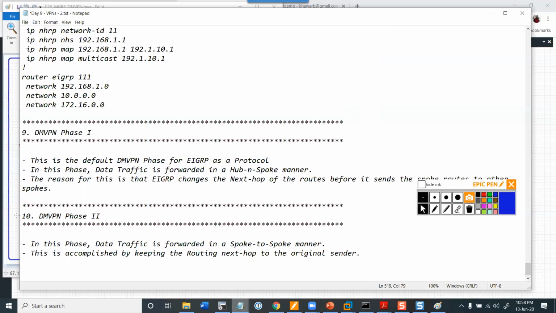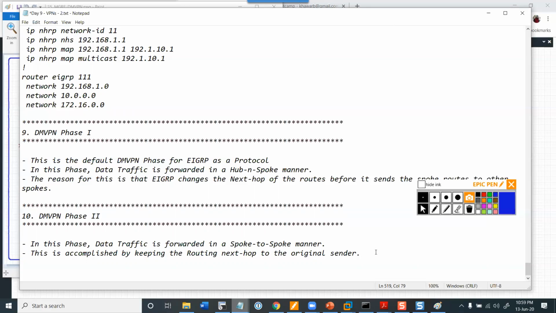Do you guys remember in BGP, you have that thing called next hop self, which forces IBGP to change the next hop? Here, what I want to tell it is, hey, listen, don't change the next hop. I don't want you to change the next hop. You understand that? So you're actually doing the opposite of next hop self. How do I do this? This is accomplished by keeping the routing next hop to the original sender.